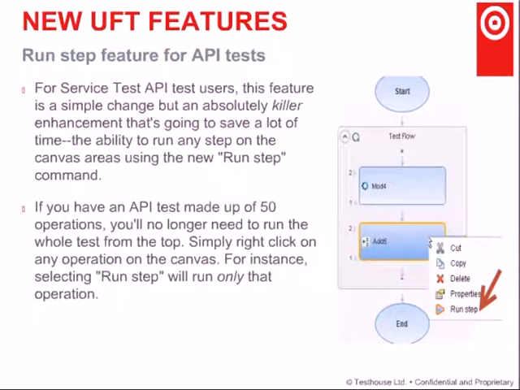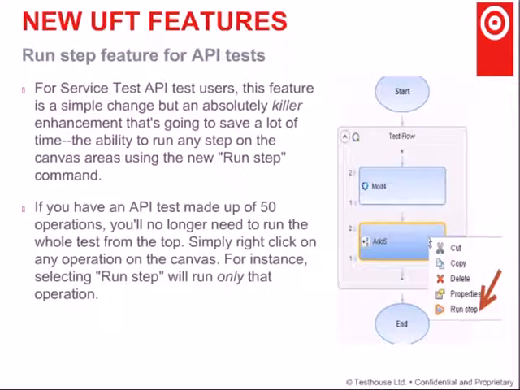Further additional features, you have new run step features for API tests. So for service test API users, this feature is a simple change, but I think it's an absolute killer enhancement that's going to save a lot of time. The ability to run any step on the canvas areas using the new run step command. This saves you having to go right back to the start to run your test up to the point where you needed to debug.